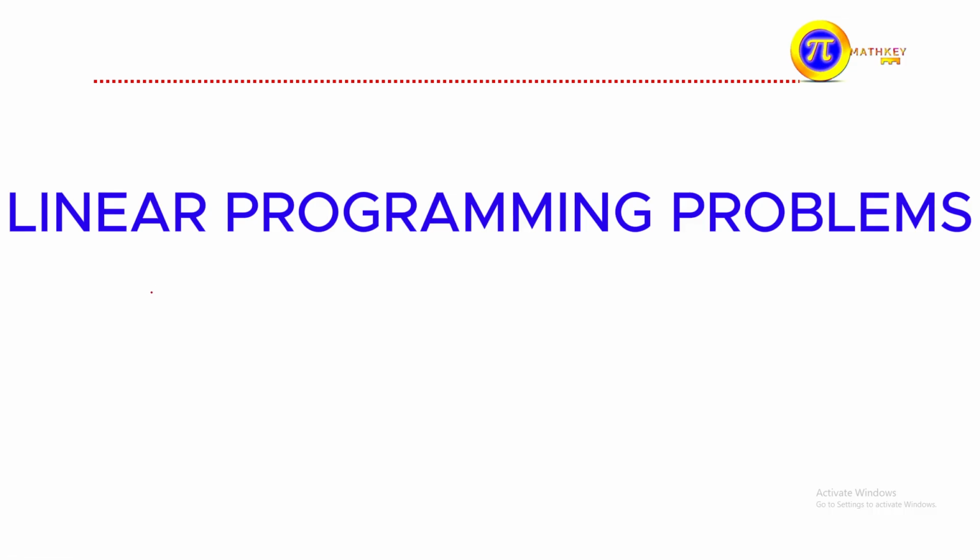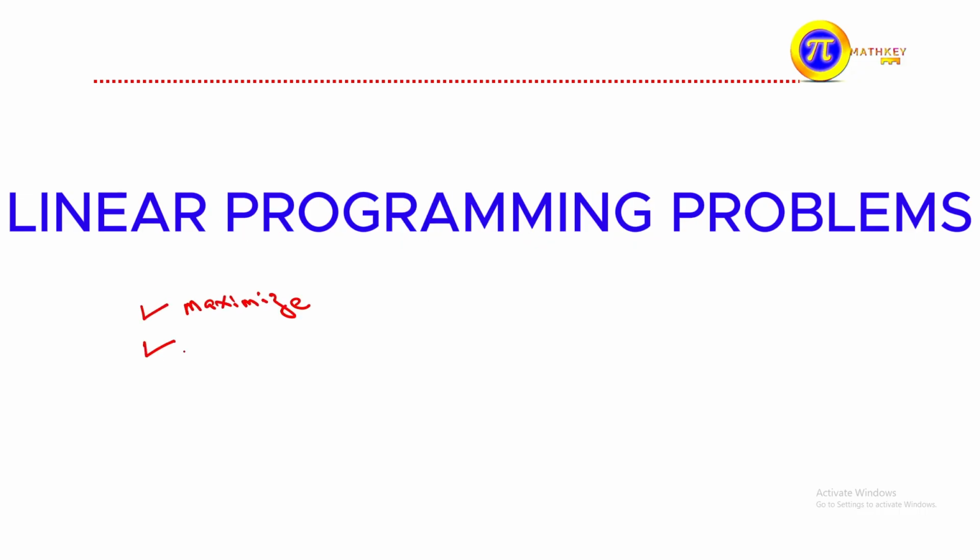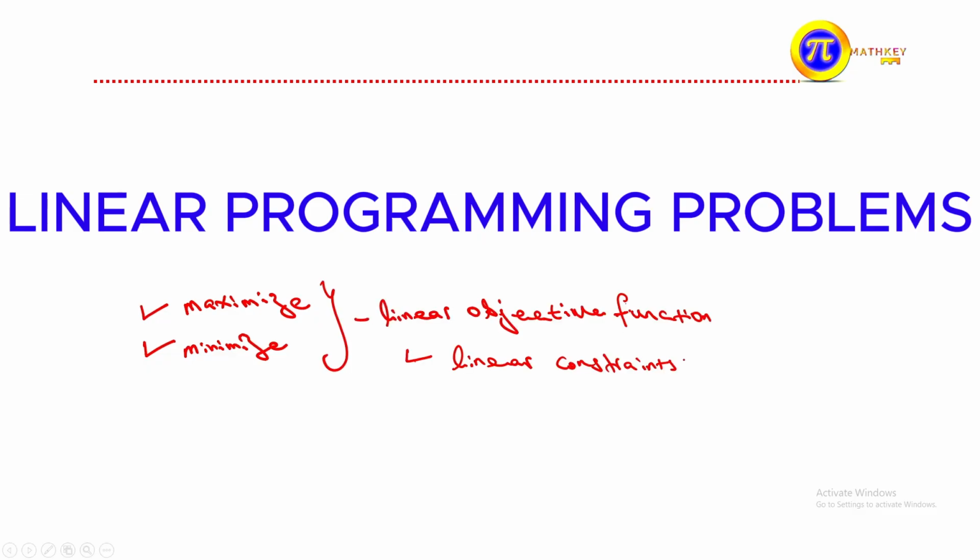As the name indicates, linear programming and linear optimization is a mathematical method used to maximize or minimize a linear objective function under linear constraints. ስለዚህ objective functionአችንም constraintአችንም linear ስለሆኑ linear programming problems or linear optimization problem እንለዋለን, and it is used for different cases. We apply this linear programming problem.